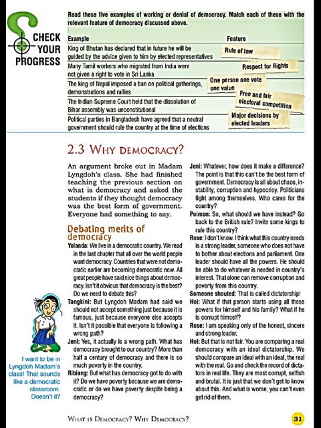What is democracy? Why democracy? And today we will discuss from page 31. Now, the topic here which we have to discuss is, students, why democracy? Again, an argument broke out in Madam Lingdo's class. Here students are discussing whether democracy is the best form of government or not. Here on this page every student has something to say.